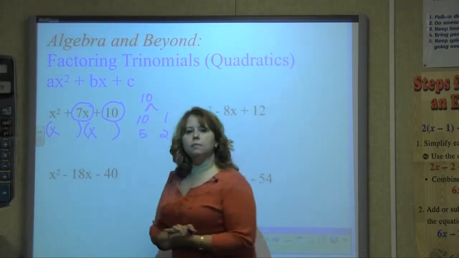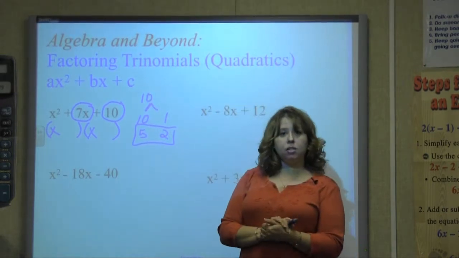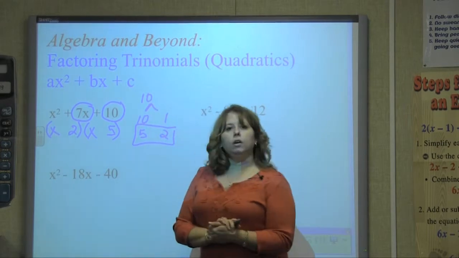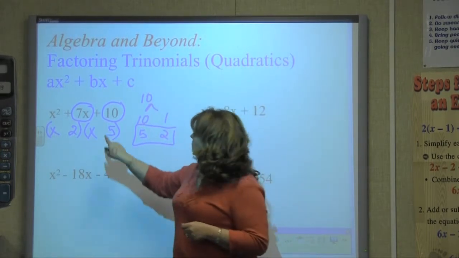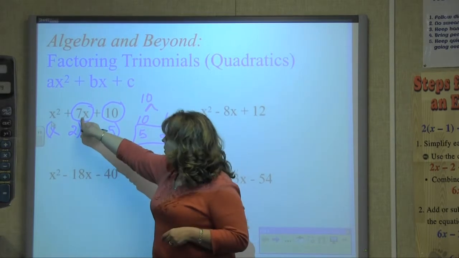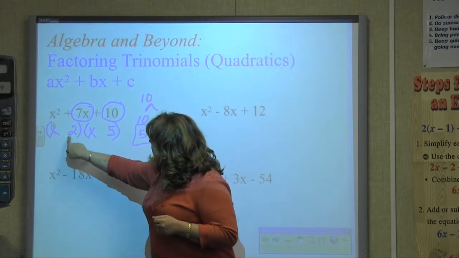Now we need to find the one that adds up to 7. That's where our middle term comes into play. Well, the pair that adds up to 7 is 5 and 2. So that tells me that a 5 and a 2 will go there. Just look at your back number. If the back number is positive, you are adding to get the center. If your back number is negative, you're subtracting to get the center. So here we can see that.